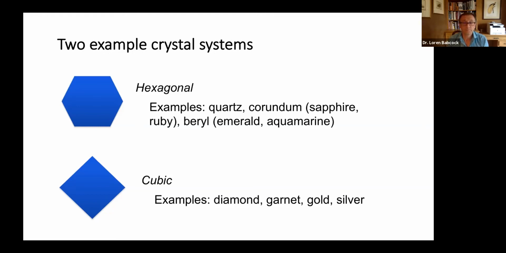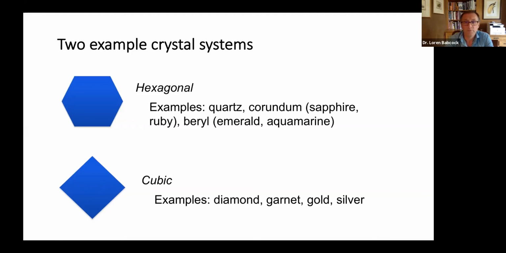The other important crystal system is the cubic system. And in the cubic system, instead of having six sides like hexagonal crystals do, each of the directions on the crystal is essentially the same, or the distance from the center to any point at the exterior is the same as in any other direction. And examples of minerals that crystallize in the cubic system are things like diamond, garnet, gold, and silver.